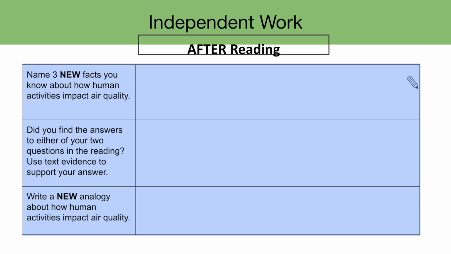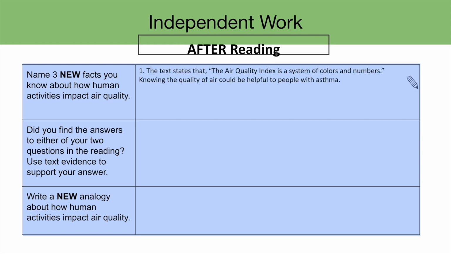After reading, name three new facts you know about how human activities impact air quality. Well, what were three new facts that you were able to identify from after your reading? Well, first, I discovered that the text states air quality index is a system of colors and numbers. Knowing the quality of air could be helpful to people with asthma.